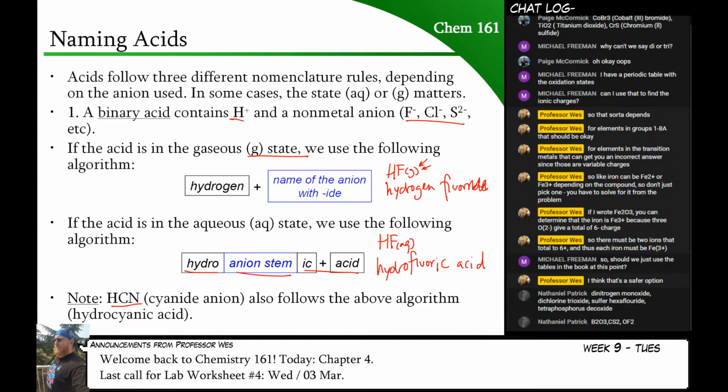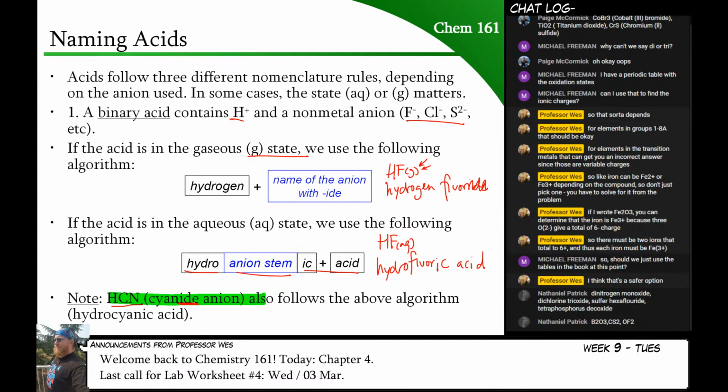One polyatomic ion follows this rule, because the rule, which your textbook doesn't say, unfortunately, is actually, does the ion you're working with end in "ide"? And cyanide ends in "ide", so it follows this rule: hydrocyanic acid for the aqueous state, or hydrogen cyanide if it was gaseous. So be mindful of HCN, because that's a common one that gets people tripped up.